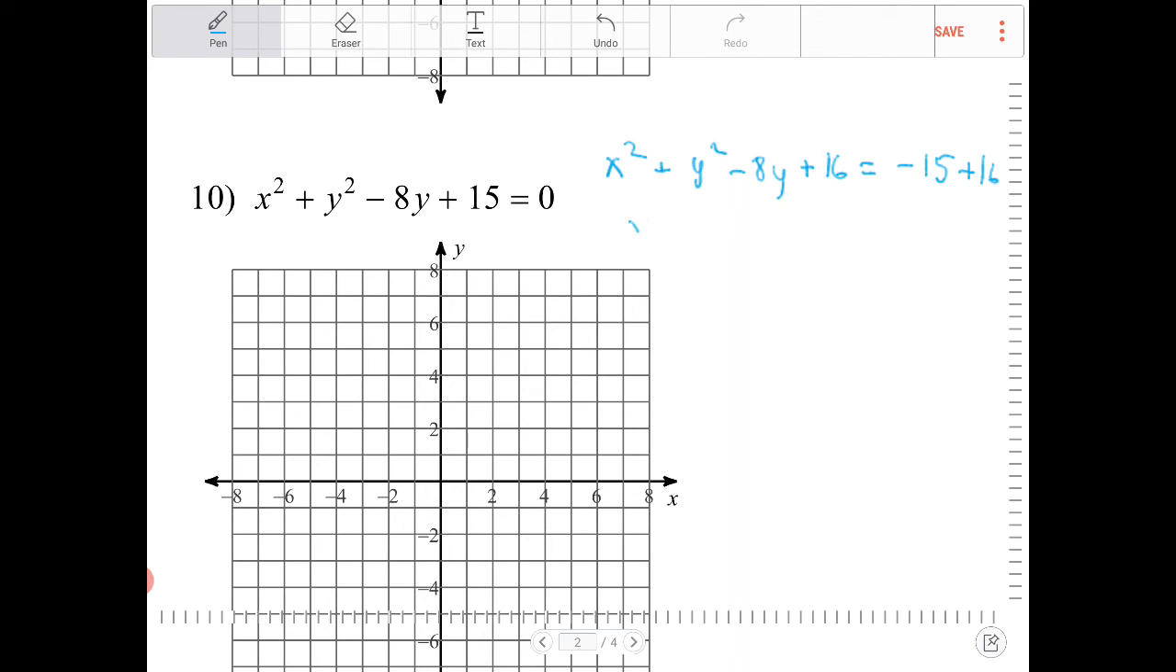So I'll end up with x squared plus y minus 4 quantity squared is equal to 1. So the center is located at 0, 4, and the radius is equal to 1. 0, 4 is located over here, plus or minus 1 north, south, east, west. My circle is located over here in this manner.